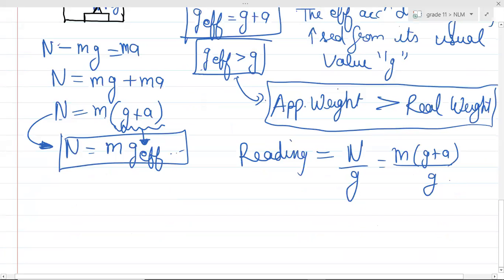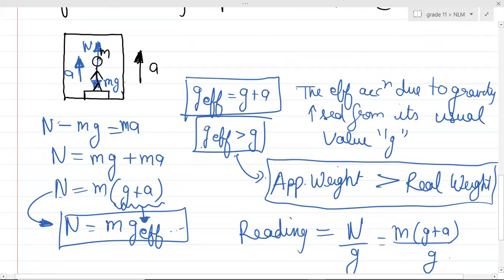I'll give you one question regarding this. Apparent weight, real weight, effective acceleration. Could you scroll up? Whenever you're done writing, just tell me. Then I'll give you one question, and then you need to solve it using the same logic.